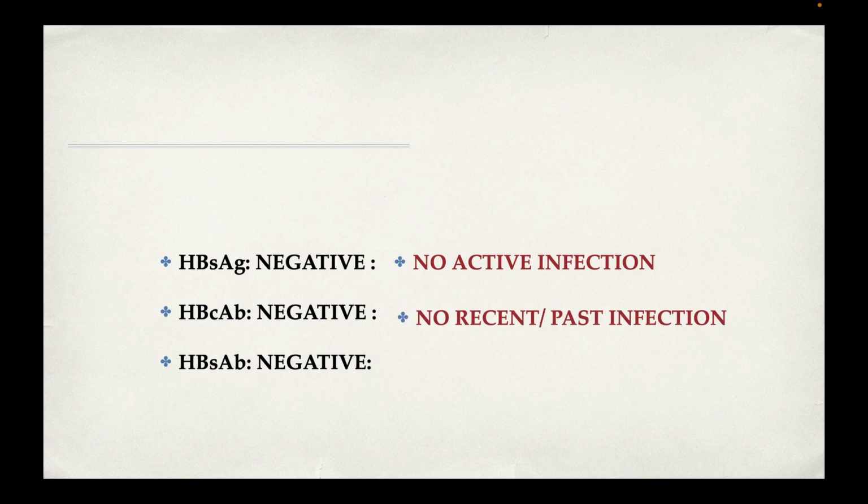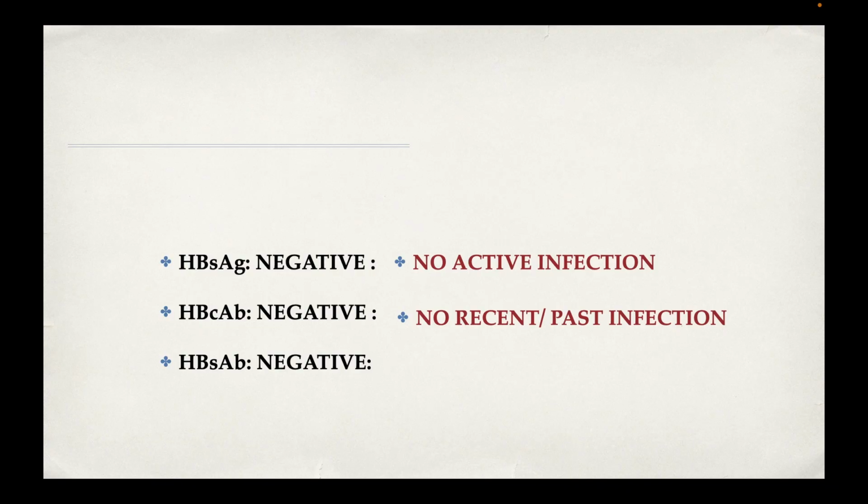So the first one we are going to look at is a patient who presents with hepatitis B surface antigen negative, core antibody negative, and also surface antibody negative. So what this means is that once the hepatitis B surface antigen is negative, it means this patient has no active infectious process going on. Once the hepatitis B core antibody is also negative, it tells you that this patient has never had any past infection or is not having any ongoing infection.